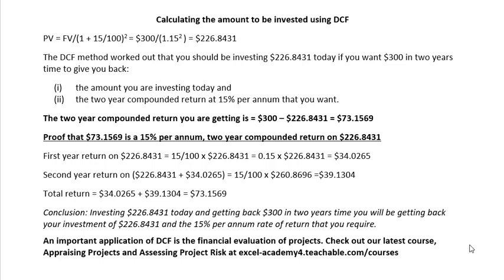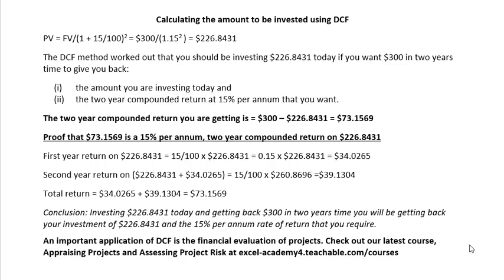The sum of the first year return of $34.0265 and the second year return of $39.1304 is $73.1569. Both for the first and the second year, we had used your required rate of 15% per annum, thus proving that $73.1569 gives the 15% per annum 2-year compounded rate that you want.